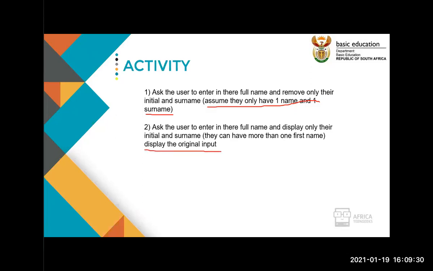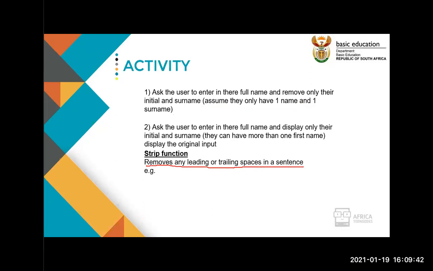The function that you need to know before that is called the strip function. The strip function removes any leading or trailing spaces in a sentence. Leading or trailing spaces means any spaces in the front of a sentence or any spaces in the back of a sentence. The syntax is the variable where we want to save our information, where we're taking it from, dot strip. The moment we use dot strip with open brackets, it erases the spaces from the front and the back.